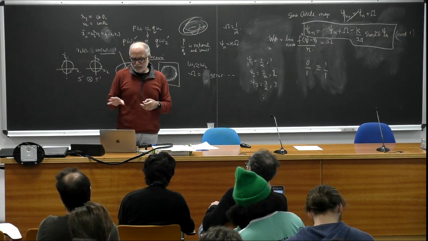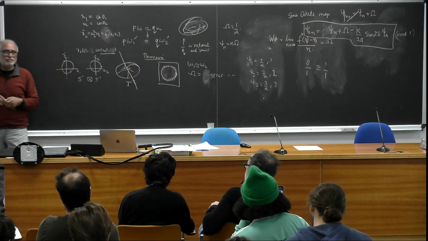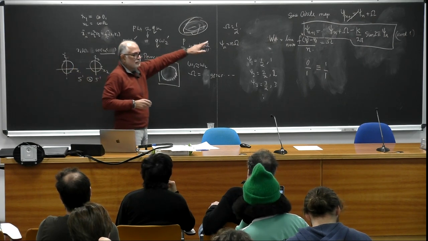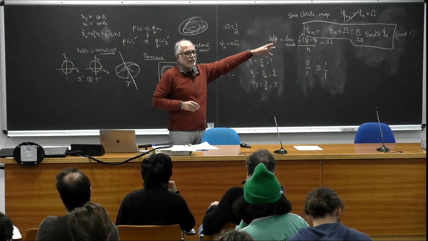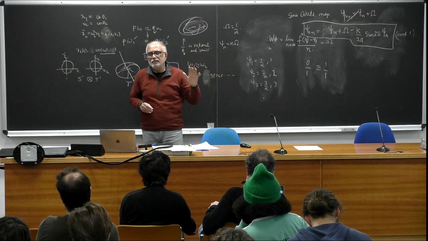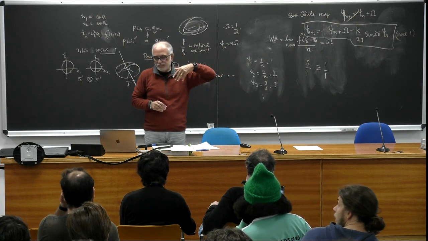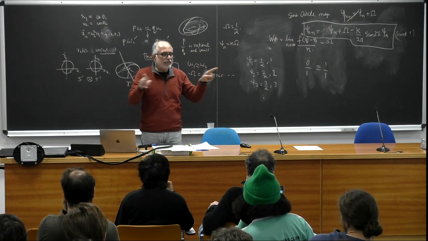And I just want to tell you that what happens above k equals 1 is that this map, for the case of the sine circle map, has non-differentiable points at certain parts of it. So red gives rise to overlapping.